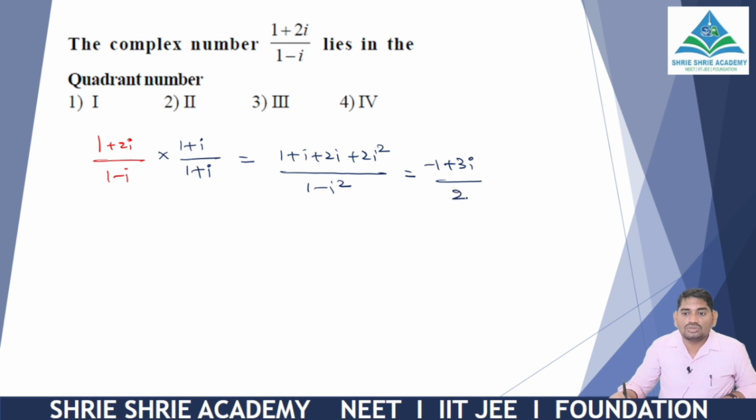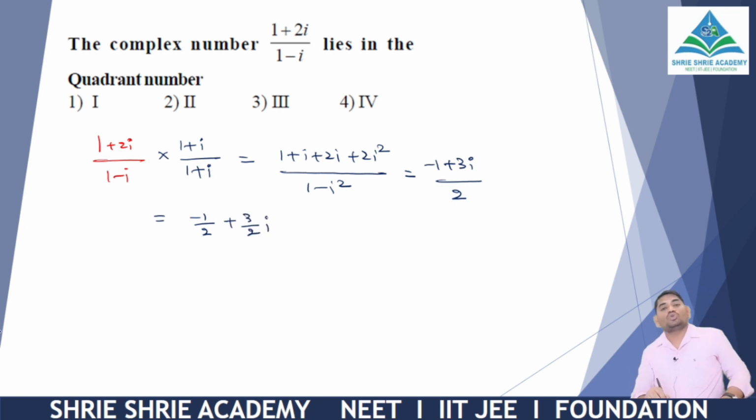So we can also write it as −1/2 + (3/2)i. So the real part is negative and the imaginary part is positive.